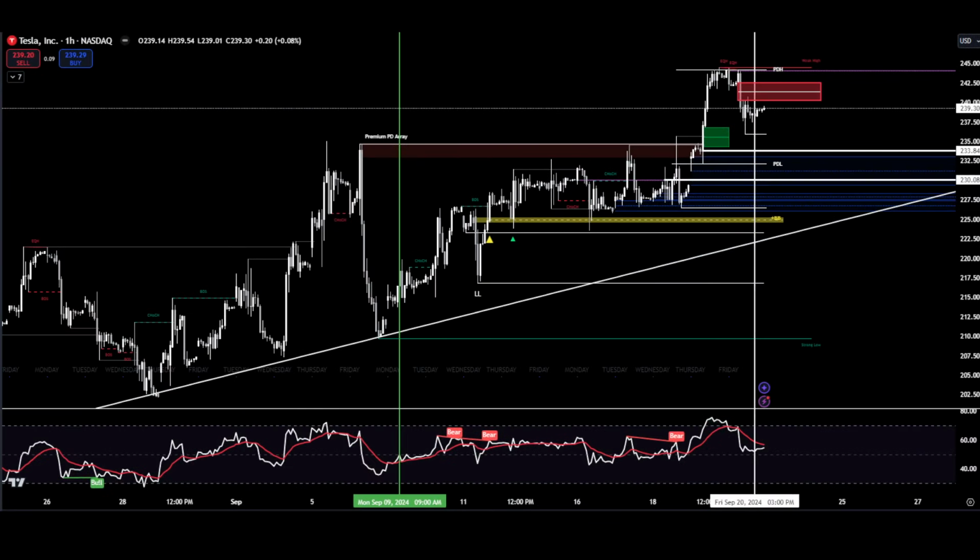What's up, guys? Welcome back to another episode of Raw Stocks. This is Rustic. Today we're going to be taking a look at Tesla's chart. We're going to look at where price came from, where price ended today on Friday, and where price is likely to head tomorrow and into the rest of the week.